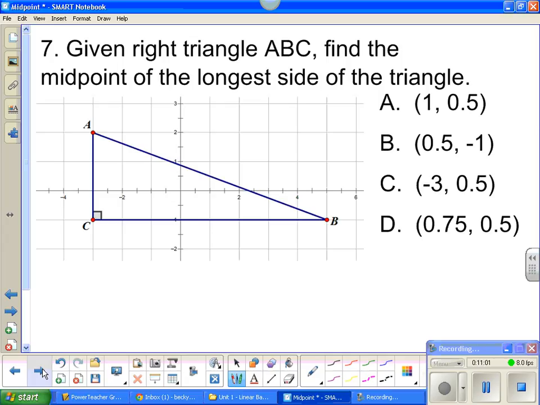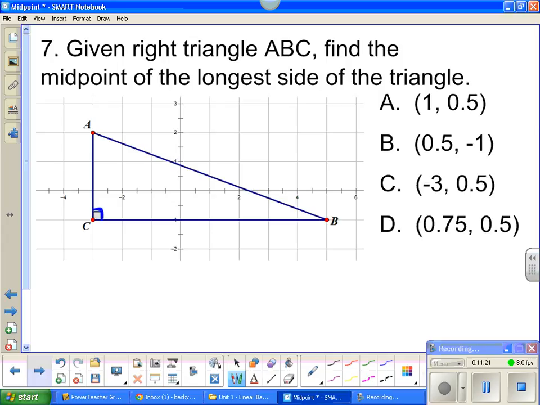Given the right triangle ABC, find the midpoint of the longest side of the triangle. How do you know what side is the longest side of a right triangle? Well, the word hypotenuse should pop in your head. Hypotenuse is the side that's always opposite the right angle.